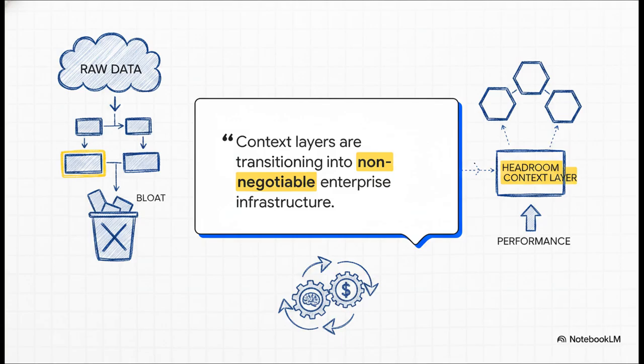Which brings us to our final thought for today's explainer. Intelligent middleware context layers are actively transitioning from optional developer tools into non-negotiable enterprise infrastructure. As AI continues to scale from simple chatbots into fully persistent, autonomous workflows, managing that context bloat isn't just about saving a few dollars anymore, it's absolutely critical to performance. So my question to you is, if 85% of your AI data pipeline is just redundant bloat, what could your agents actually achieve if you finally gave them some headroom?